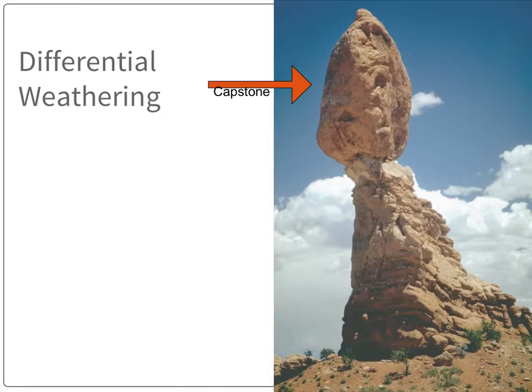Same thing here. We have a tougher rock layer on the top, more erodible layer underneath, and so we have this capstone that's perched up here on top of this. The eventual fate of this system is what? What's eventually going to happen? It's going to fall at some point.